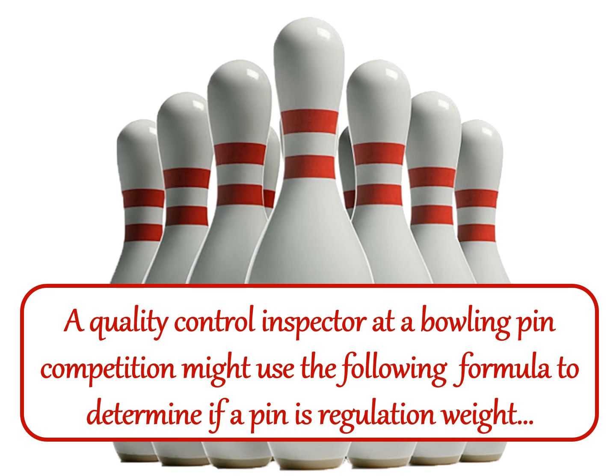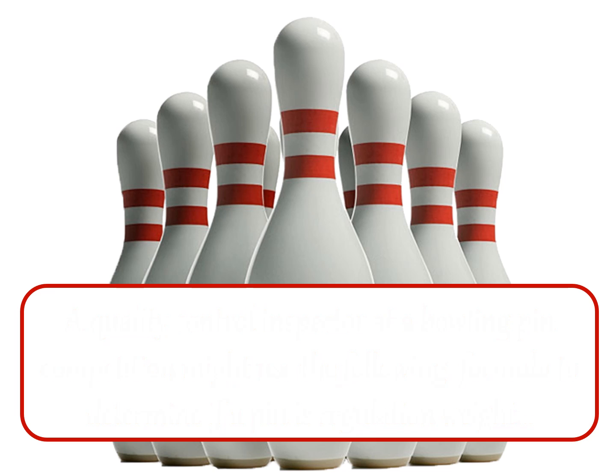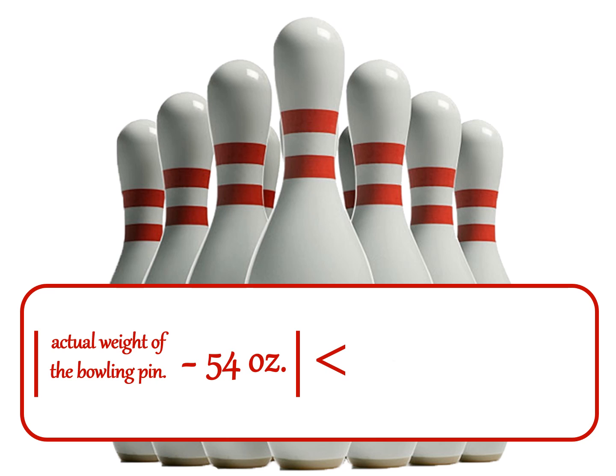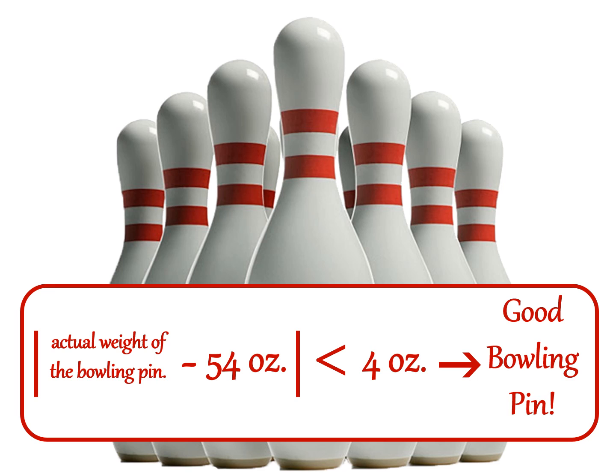A quality control inspector at a bowling pin competition might use the following formula to determine if a pin is regulation weight. You take the actual weight of the bowling pin and find the difference between that weight and 54 ounces. After finding the difference, you convert that difference to its absolute value. If the absolute value is less than 4 ounces, it's a good bowling pin and it can be in the competition.